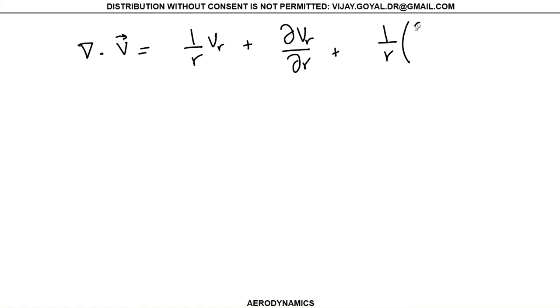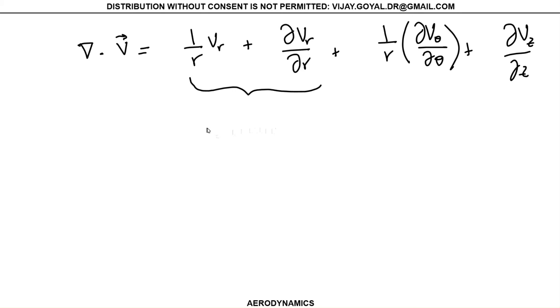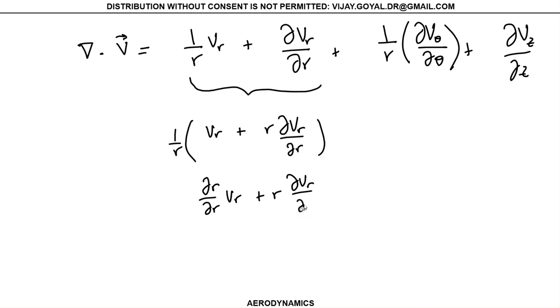VR, partial of V theta with respect to theta plus partial of VZ with respect to Z. And we can use some mathematical trick here, or if you realize that this is nothing else than the following. If I take 1 over R, then this becomes VR plus R partial of VR with respect to R. Or you can further show this is the same thing as d/dR of R VR. This is 1, right? Plus R dVR/dR.